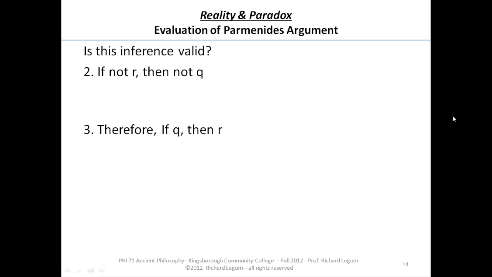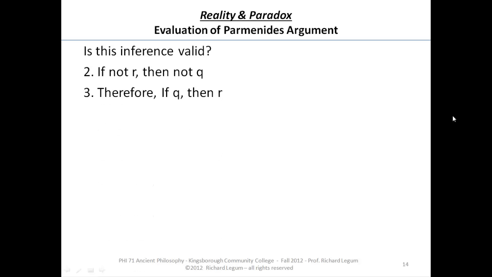In evaluating the argument, we want to make sure, first of all, that our reconstruction is a valid argument. And in particular, let's take a look at that inference that we were looking at a second ago. I hope it's a second ago. If not, when you were last listening to the videos. Is the inference valid: if not Q, if not R, then not Q, and from that we've inferred, therefore, if Q, then R. And remember I said this was an inference called contraposition.